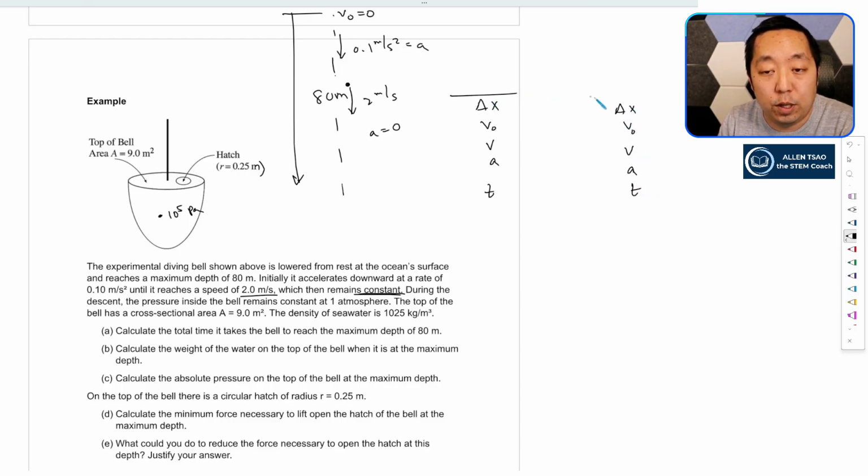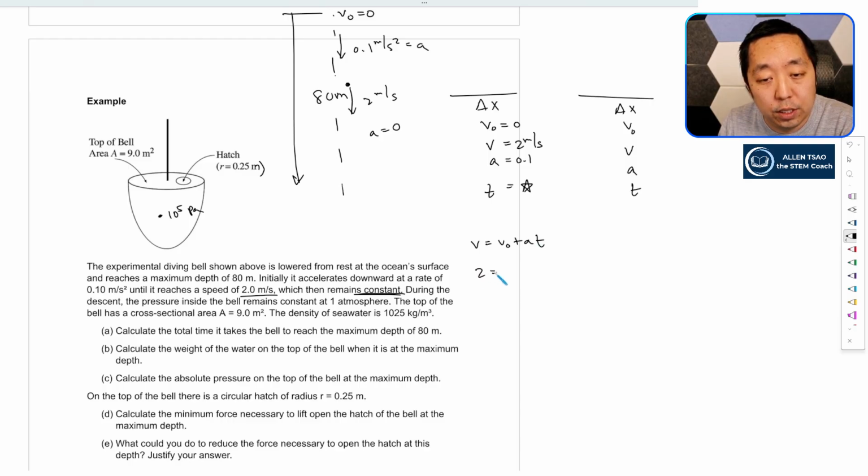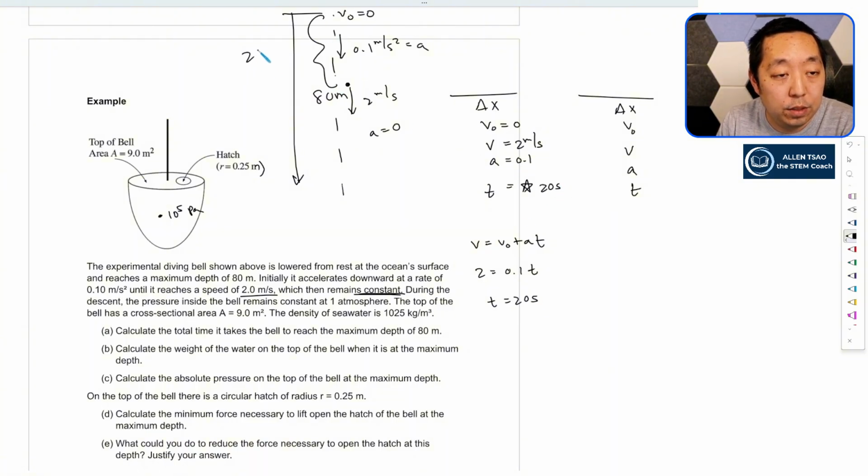So this is the first part of the motion. The initial velocity is 0. The acceleration is 0.1. We're going to end at 2 meters per second. And we want to know the total time it takes. So we want to know this quantity here. So we're going to use v equals v0 plus at. So 2 equals 0.1 times t. So t is going to equal 20 seconds. So the first part of the motion takes 20 seconds to go from there to there.